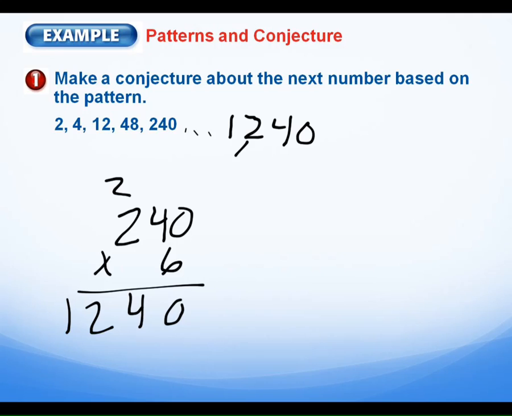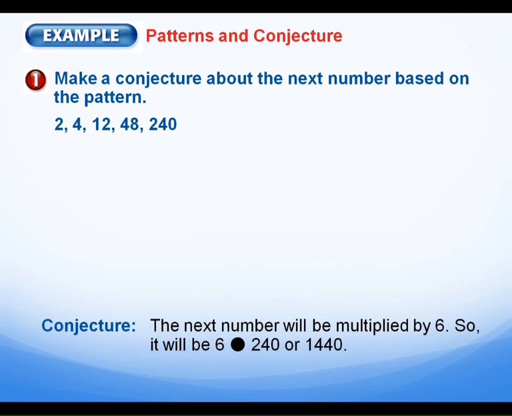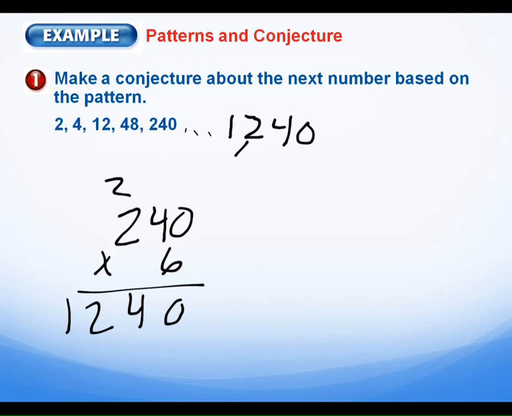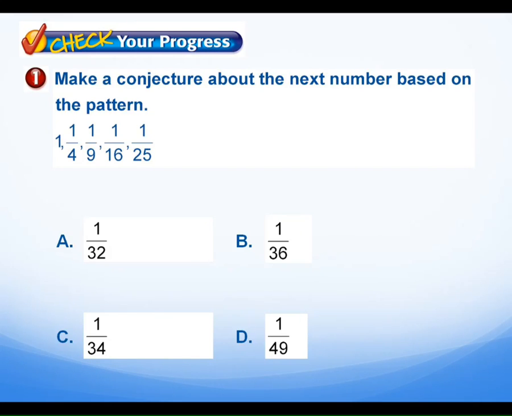So we saw the pattern. We used that example to give me a next number. But that's 1,440 because I multiplied wrong, didn't I? 6 times 2 is 12, plus 2 more should be 14. Sorry. But yes, that is what the next number would be. That's a conjecture about the next number, based on this pattern.